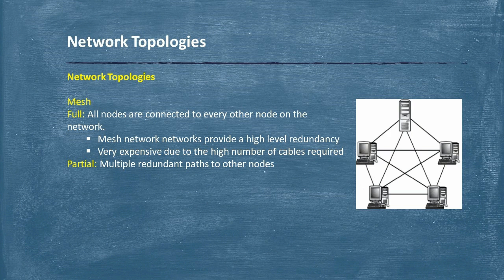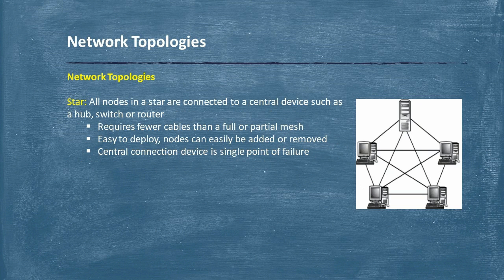Mesh: all nodes are connected to every other node in the network. Each one is connected to the other in the mesh. The mesh network provides a high level of redundancy because each node is connected to the others. It is highly redundant, but very expensive due to the high number of cables required. Partial mesh has multiple redundant paths to other nodes.